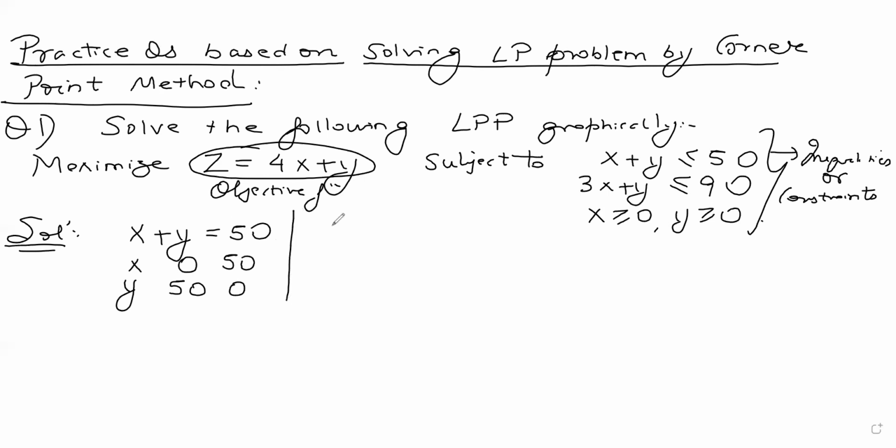Okay, then let's plot 3x plus y equal to 90. First, we plot them at the equality. So when x is 0, y is 90. When y is 0, x is 30. Okay, so now we are going to plot them in the graph. So let's quickly look at the graph now. I am drawing the graph on the right hand side.